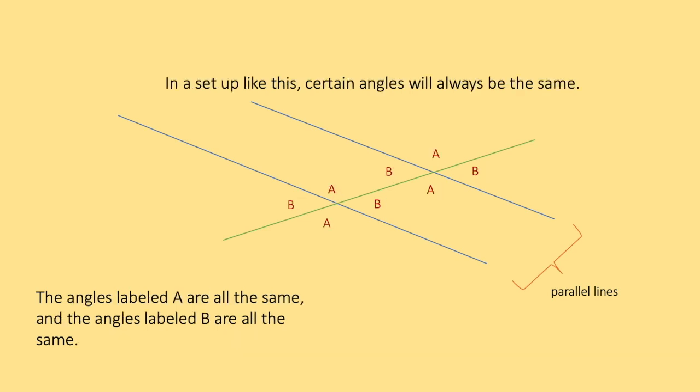In a setup like this, certain angles will always be the same. The angles labeled A are all the same, and the angles labeled B are all the same. This is helpful to remember which angles are the same so that you can just apply this to homework or a test.